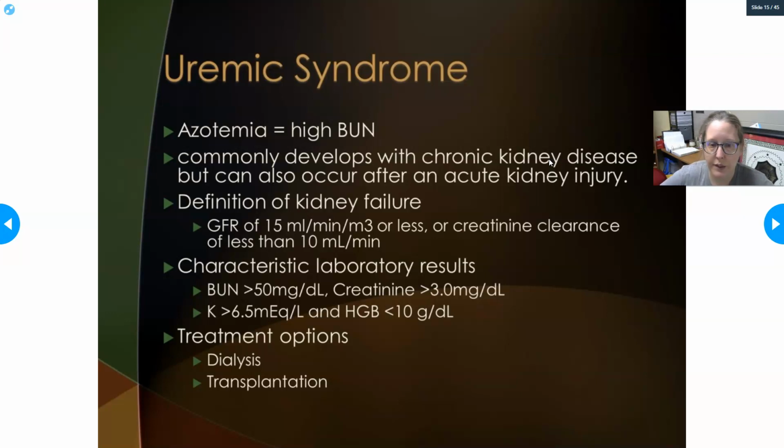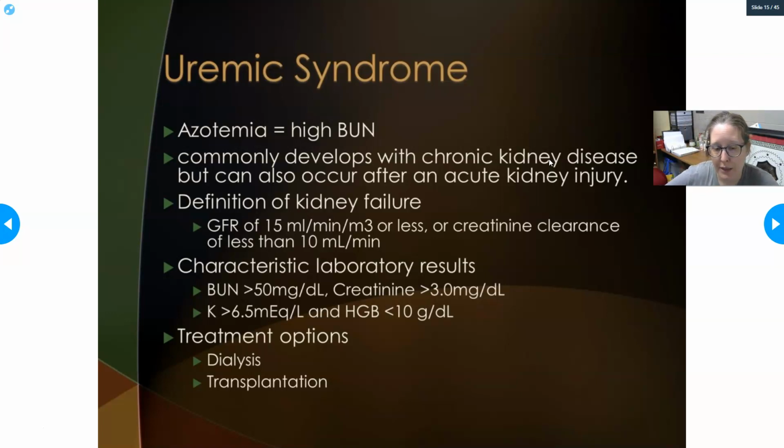So what's the definition of kidney failure? A glomerular filtration rate of 15 mL per minute per 1.73 square meters or less, so less than 15, or a creatinine clearance that's less than 10 mL per minute. The characteristic lab results, which again reflect some type of kidney failure, are a BUN greater than 50 and a creatinine greater than 3. These are at least double, if not triple, the normal values.